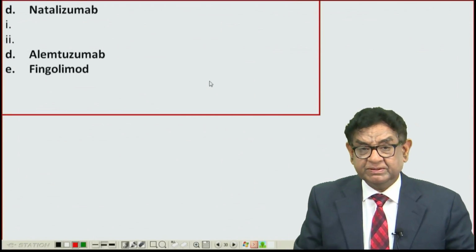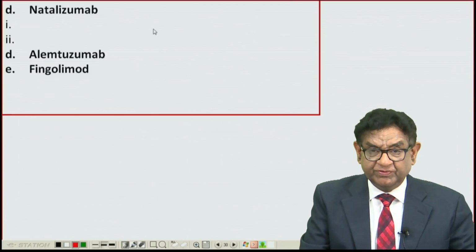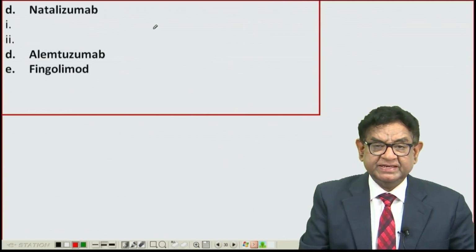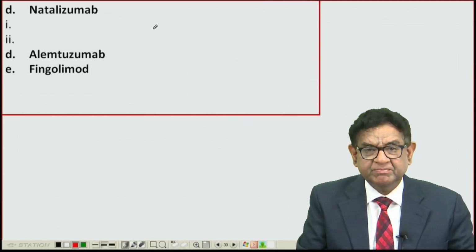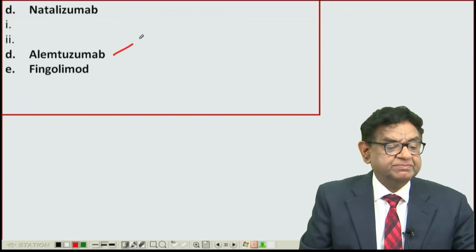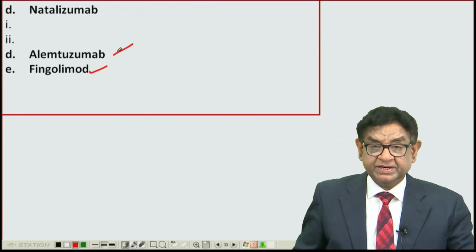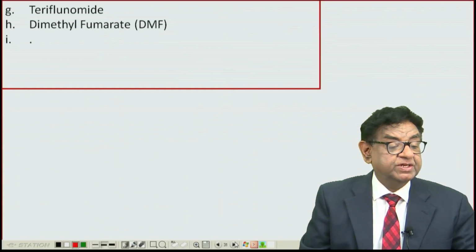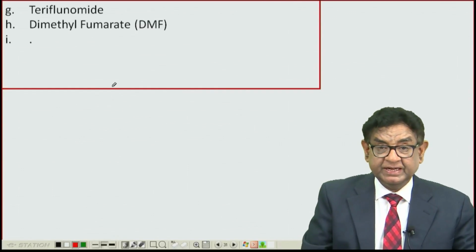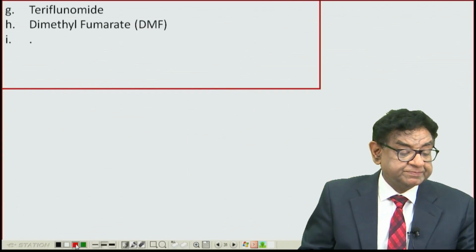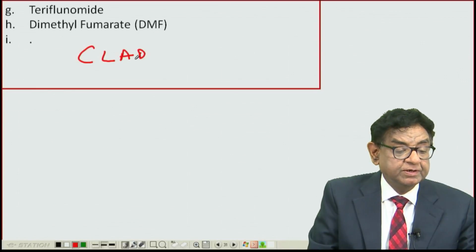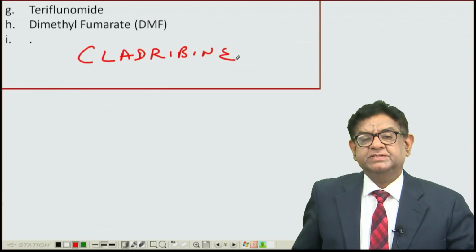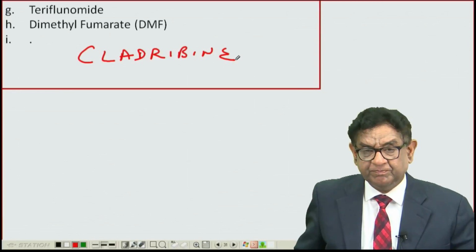Then natalizumab, something very interesting. This is one drug which we use for multiple sclerosis, which is a demyelinating disorder, but one side effect is that this drug itself can lead to demyelination. Alemtuzumab and fingolimod are drugs that we use. And other drugs are teriflunomide and dimethyl fumarate, and we also use cladribine. They are the newer drugs that we have used, but by and large, the most commonly used drug is interferon beta.